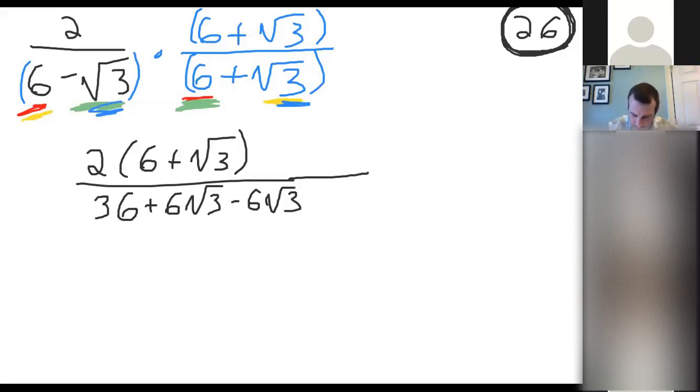Square root of 3 times square root of 3. I don't know if y'all could tell in the videos, I was doing my drill sergeant voice. Square root of 3 times square root of 3. What's square root of 3 times square root of 3? Just 3. Notice this is a negative times a positive, so minus 3.